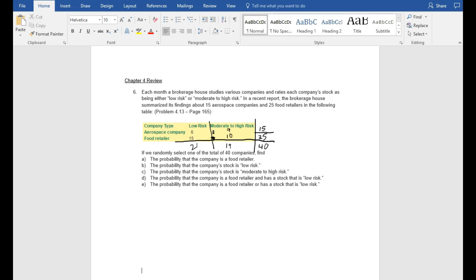So now we can get into the problem, and I think kind of proceed a little bit easier. So A, the probability that the company is a food retailer. So that's just going to be the marginal frequency of the food retailer over the total number of companies being looked at. So we'll just say probability of F is equal to 25 over 40.